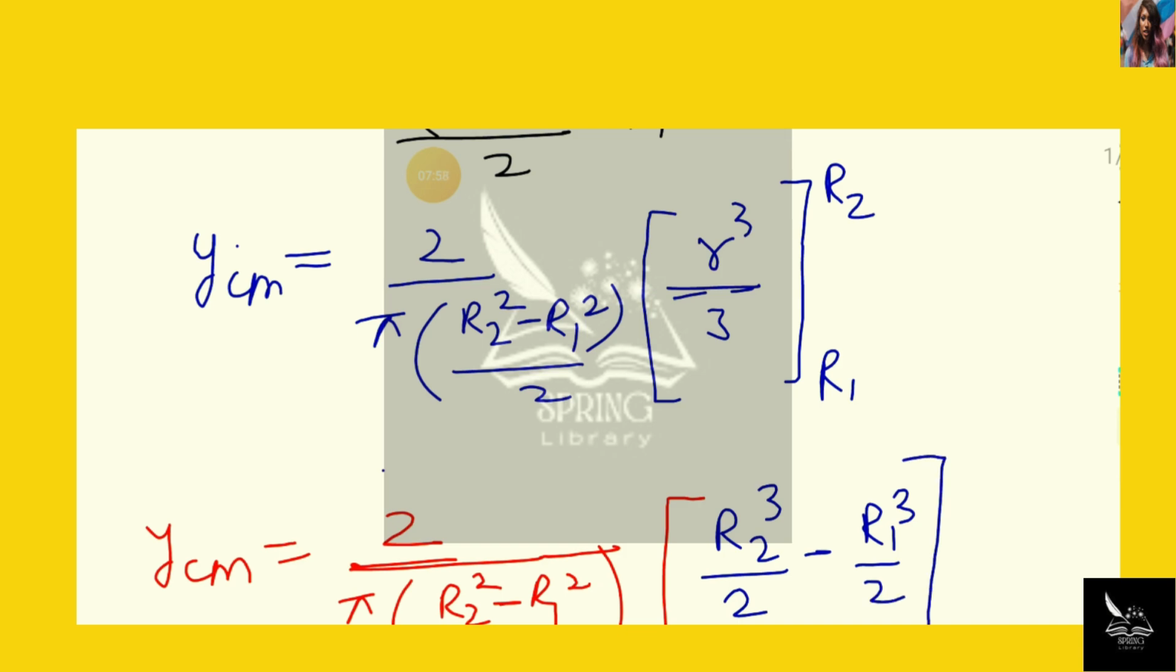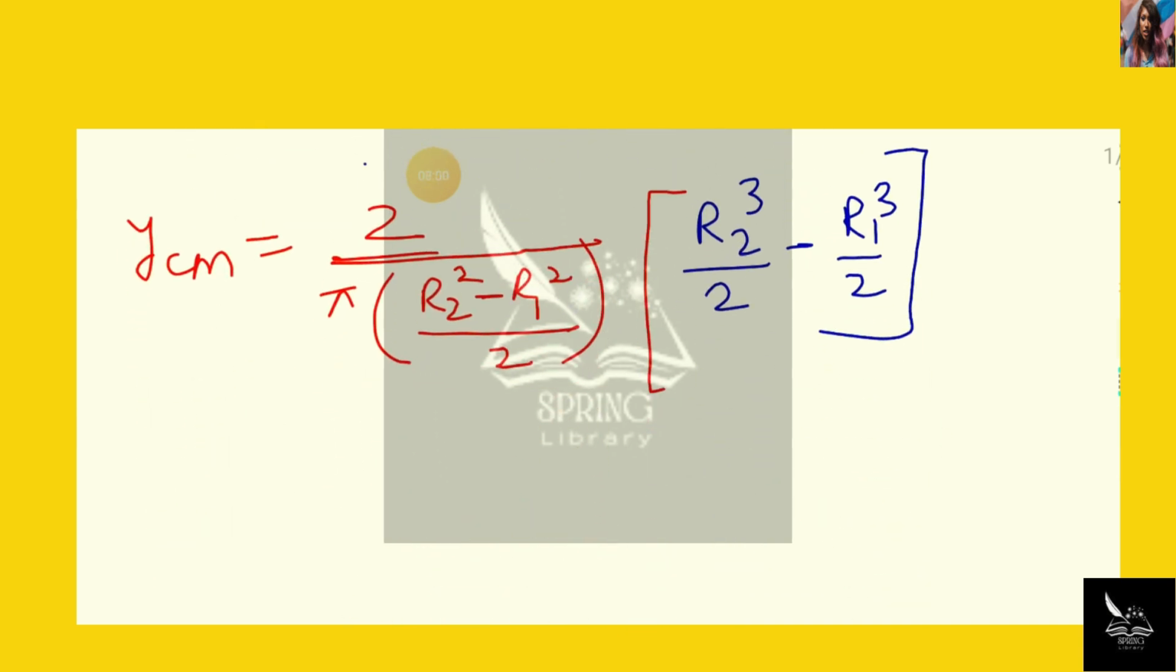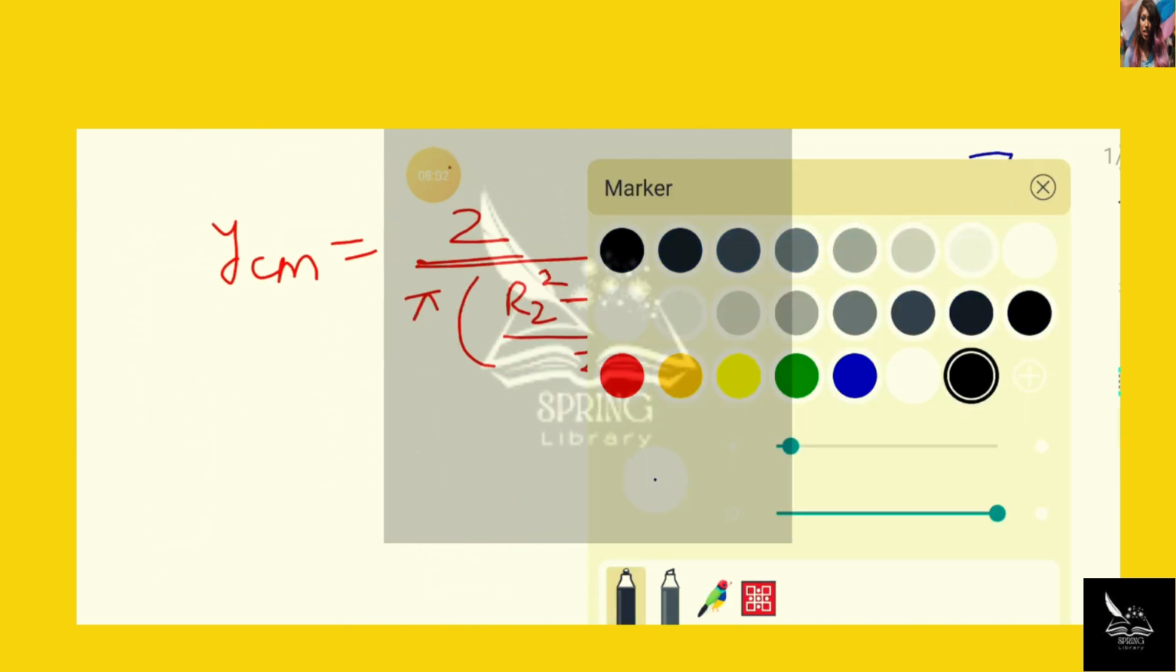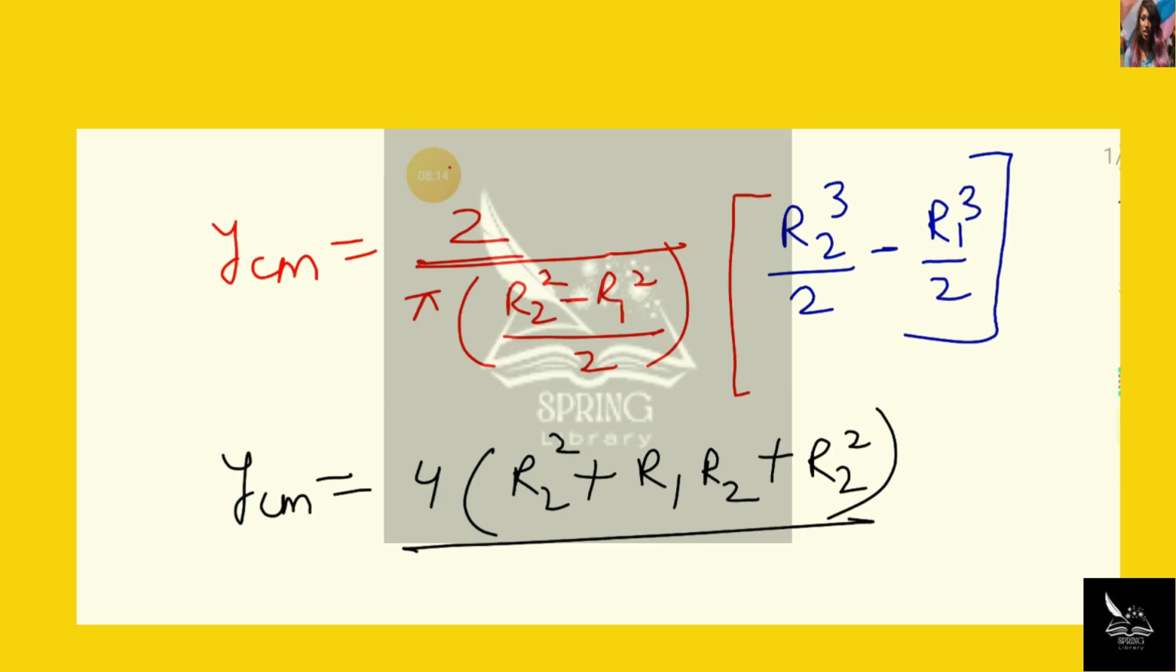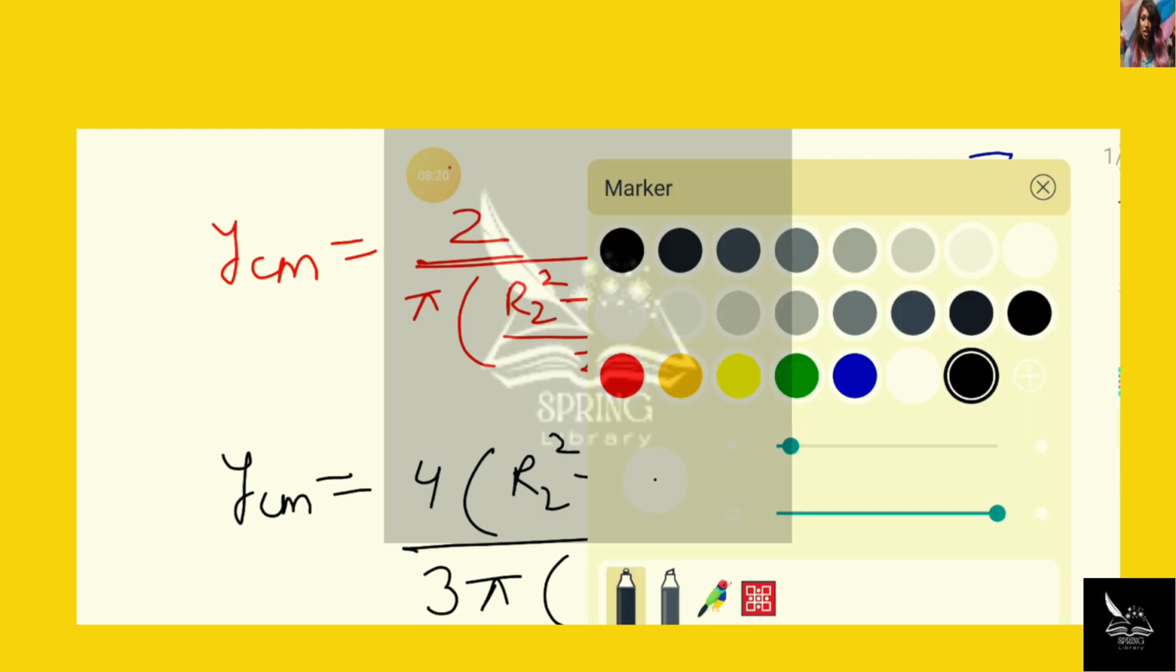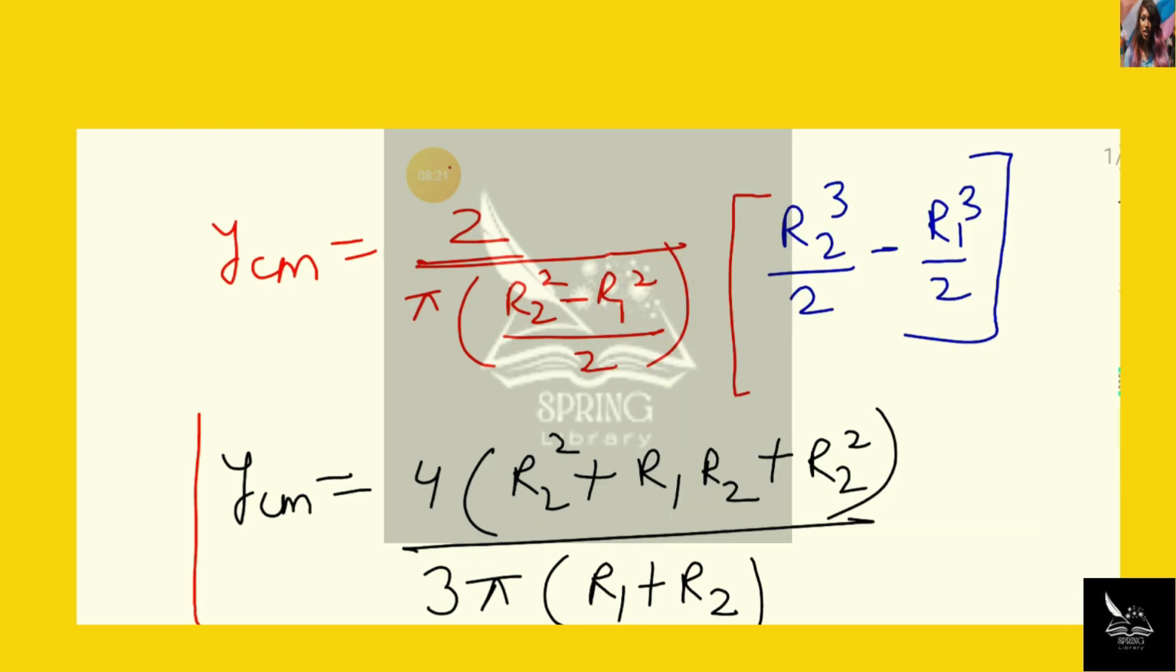Now simplify it. The final value is ycm equal to 4 times the parenthesis of r1 square plus r1 r2 plus r2 square, divided by 3 pi times the parenthesis of r1 plus r2. So this is the answer of the given question.